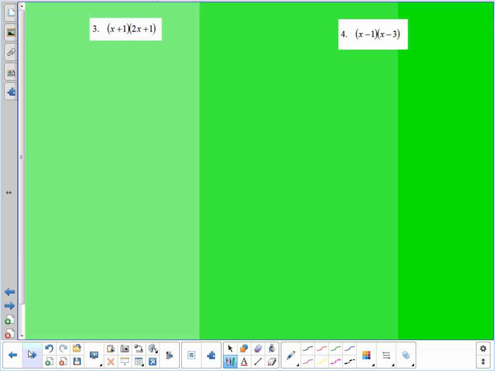So let's take a look at number 3. In number 3, I'll go ahead and use the FOIL method again. So I'm going to multiply the first two terms. X times 2x is 2x squared. Then I multiply the outside. X times 1 is just 1x. Then the inside, 1 times 2x is 2x. And the last, 1 times 1 is just 1. Your like terms are the 1x and 2x in the middle, so I have 2x squared plus 3x plus 1.